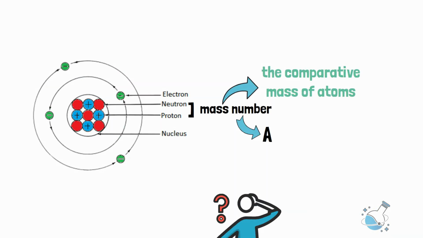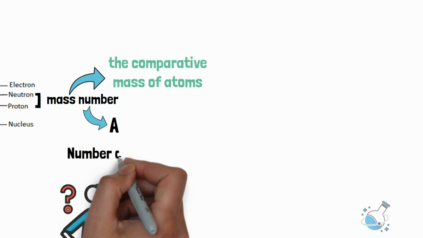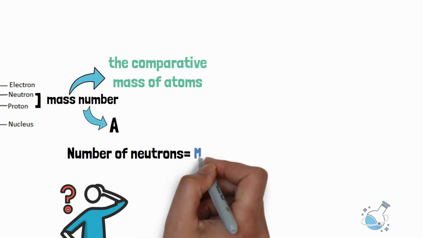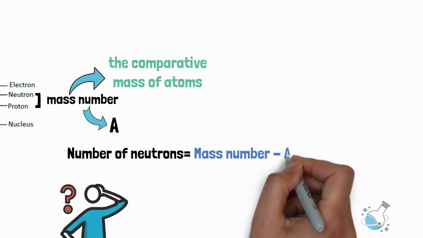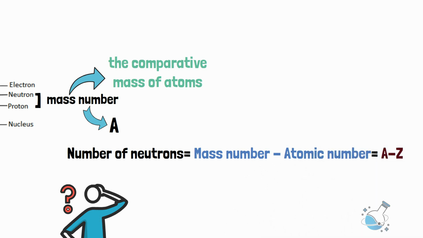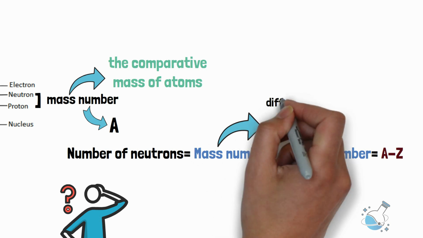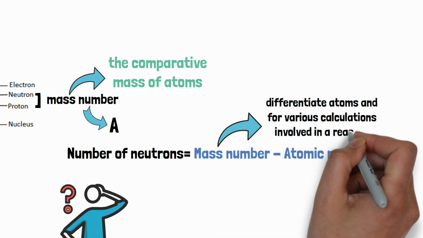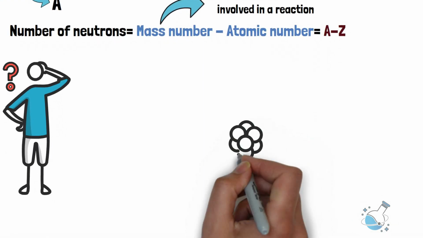The mass number is denoted by the letter A. From the mass number and atomic number, we can easily know the number of neutrons. Number of neutrons is equal to mass number minus atomic number, or A minus Z. This mass number is used to differentiate atoms and for various calculations involved in a reaction. That's about the things you need to know about atomic structure.